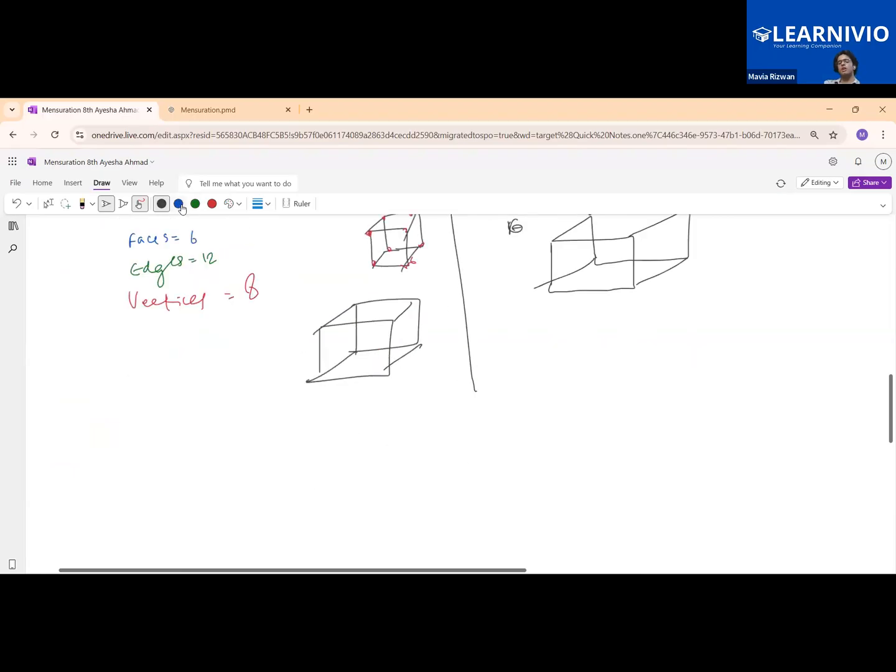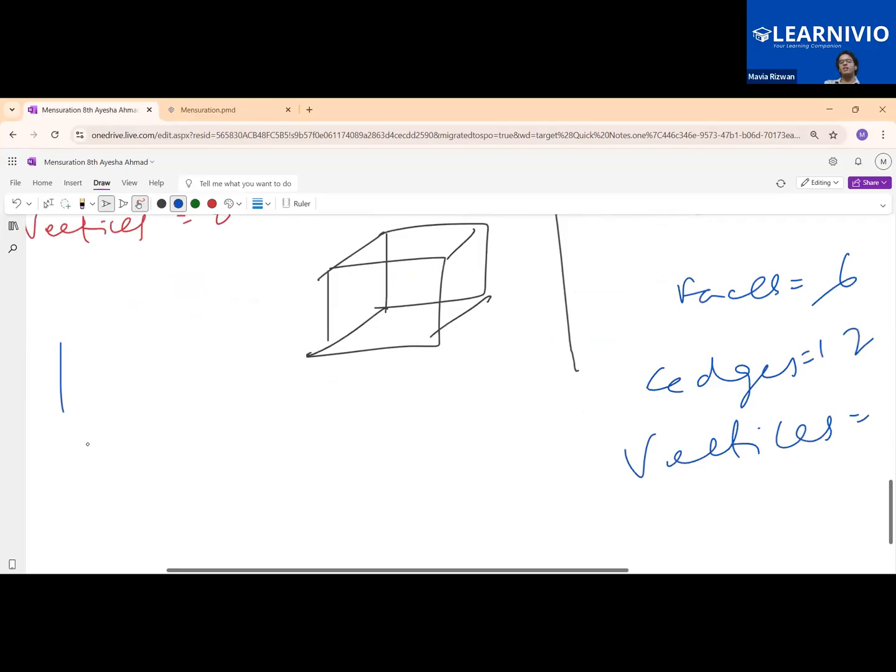First of all, again, let's talk about faces. Faces 6, edges 12, vertices 8. Now in a cube, there are 3 dimensions. Like in a square, there are 2 dimensions, right? This x-axis and this y-axis, basically that. But in a cube there are 3.